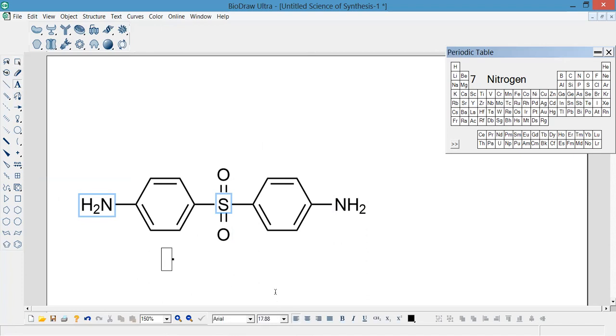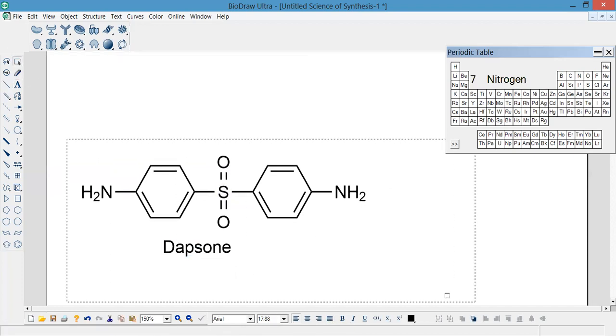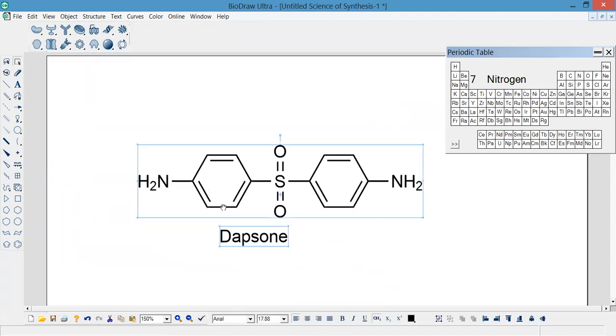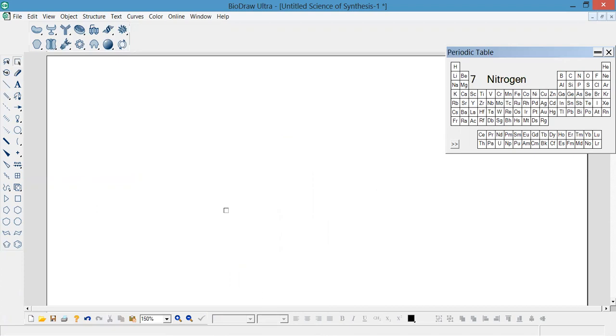Now take a text, dapsone, structure of dapsone. Select it and you can move it from here and there. Now we will draw the chemical reaction for the synthesis of hexamine, that we have seen in the experiment.